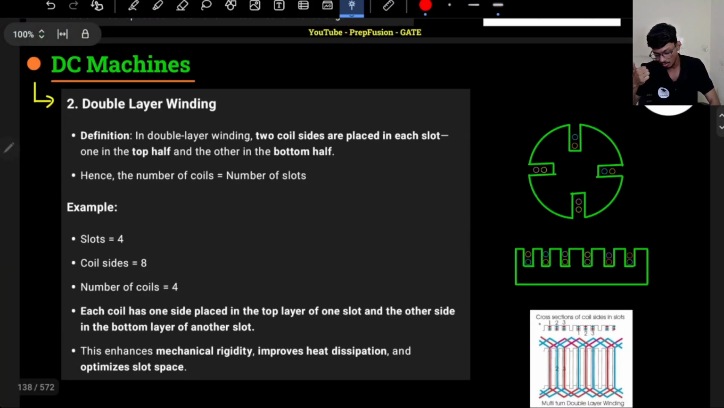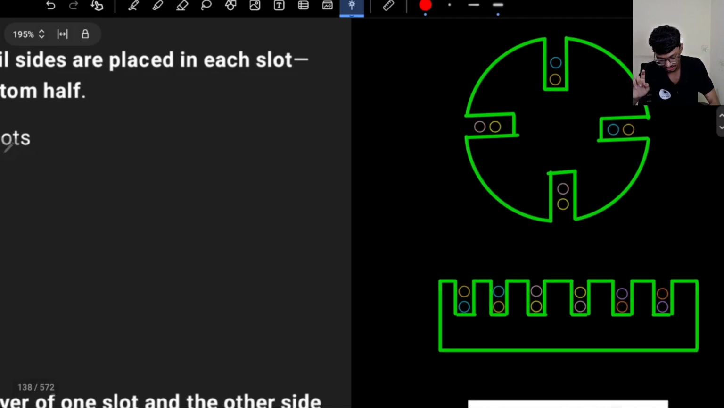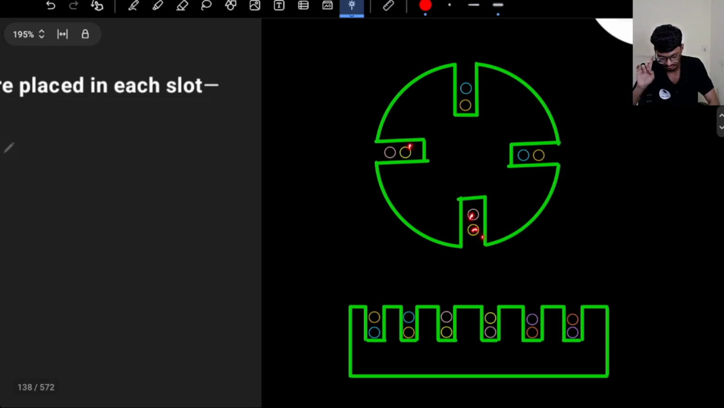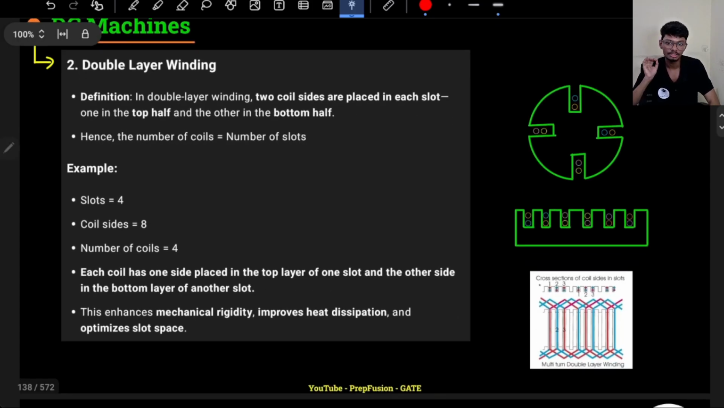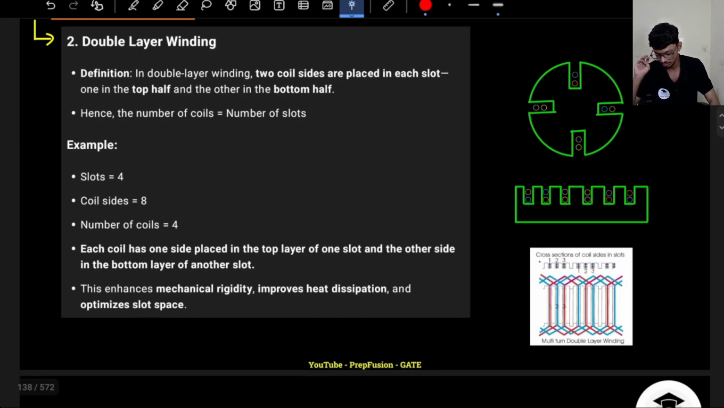Okay. So now the number of coils and number of slots will be equal. Why? Because each slot has two coil sides. That's why overall how many coils do I have? You can see this is yellow, yellow is one. Then I have pink, two, blue, three, and this orange one, four. Right? How many slots do I have? Four. So in case of double layer winding, number of coils and number of slots will be same. Okay.